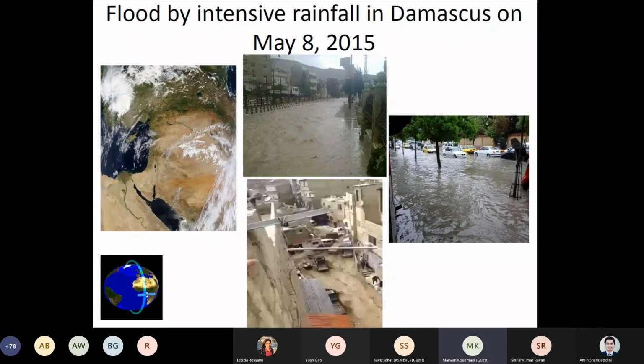Also, we had a flood from intensive rainfall in Damascus on May 8, 2015. Again, the clouds came from the northwest, from Europe, to Damascus, and with intensive rainfall, we had a big flood in Damascus with some victims.